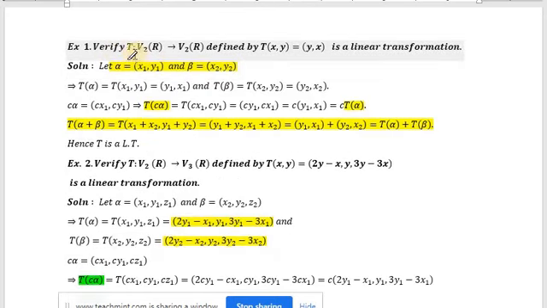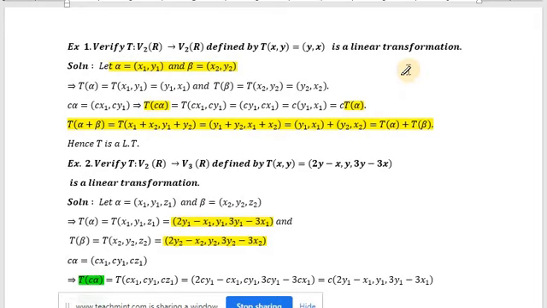Problem 1, verify T from V2(R) to V2(R) defined by T of (x,y) is equal to (y, x) is a linear transformation. To show that T is a linear transformation, we have to satisfy the two conditions, that is T of c alpha is equal to c T alpha, and T of alpha plus beta is equal to T of alpha plus T of beta. If these two conditions are satisfied, then the given mapping is a linear transformation.